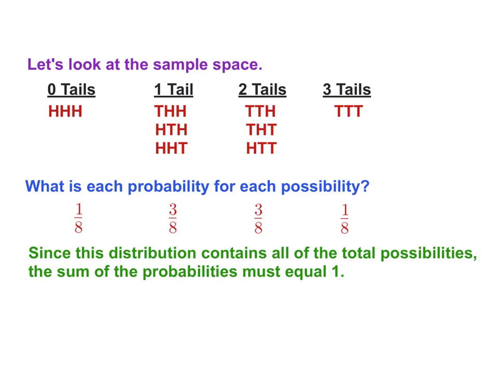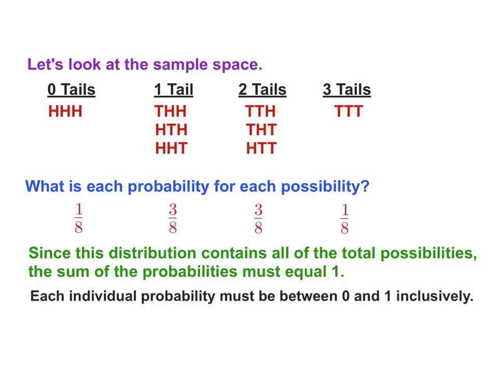An individual probability, what kind of restrictions does it have? Numerically speaking, the top one can't be bigger than the bottom one. So it can't be bigger than 1. It can't be less than 0. Any individual probability must be between 0 and 1 inclusively, meaning it could be 0, it could be 1, but it's got to be in between there.